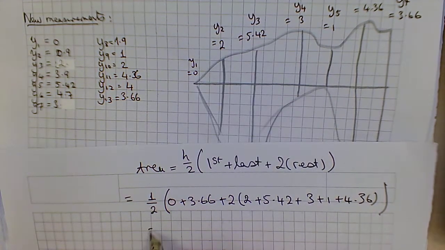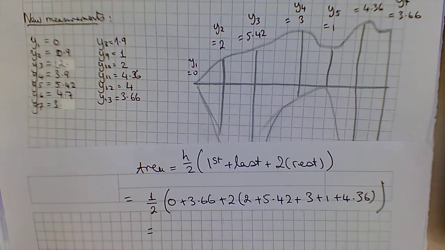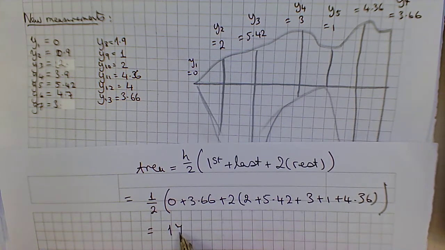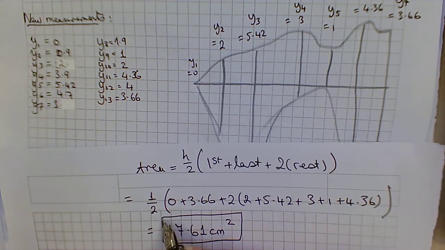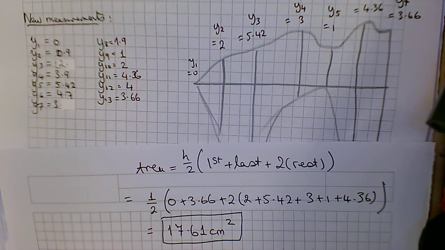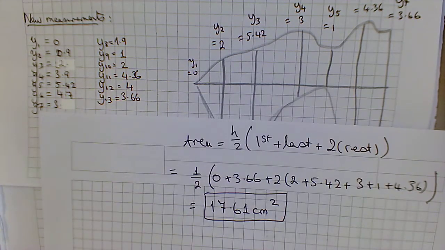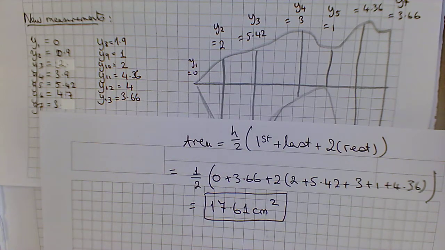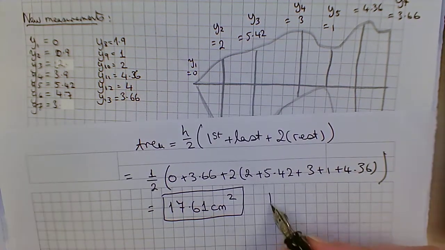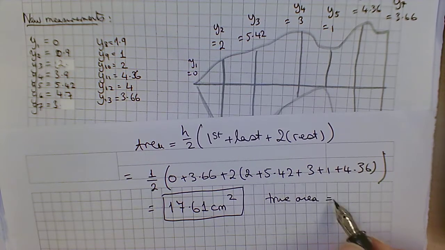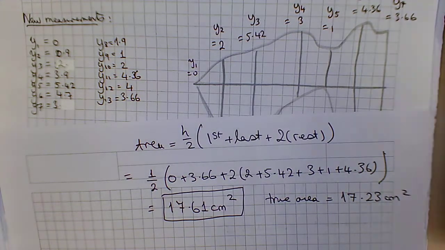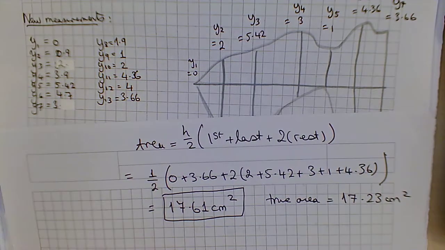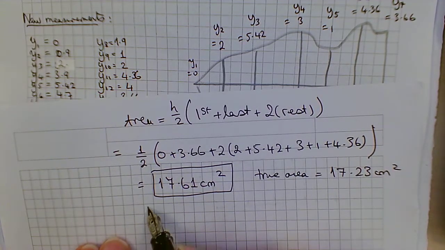And then we just put that into your calculator in one go. And the answer comes out to 17.61 centimetres squared. So that was the first answer that we wanted there from the information that they'd given us. The second thing we were told is that the area of the map, the actual area, the true area, was equal to 17.23 centimetres squared. So that doesn't match the calculation that we have here, and they've asked us to work out the percentage error.